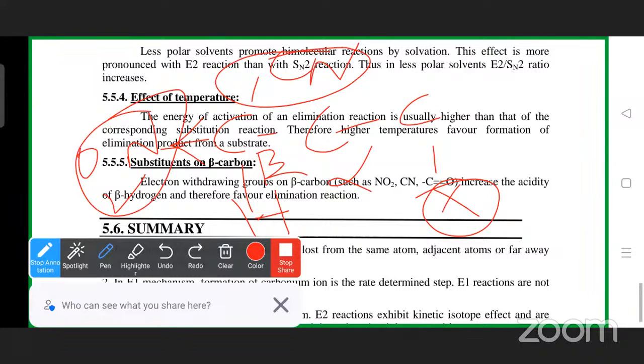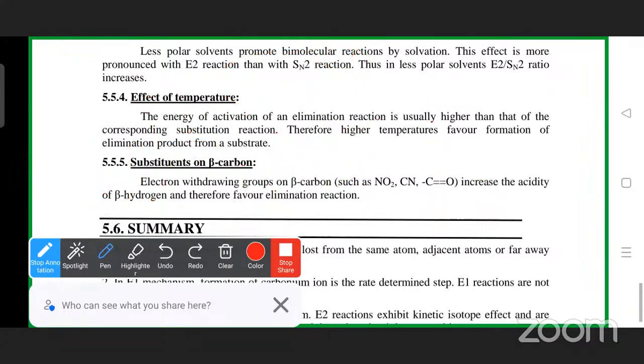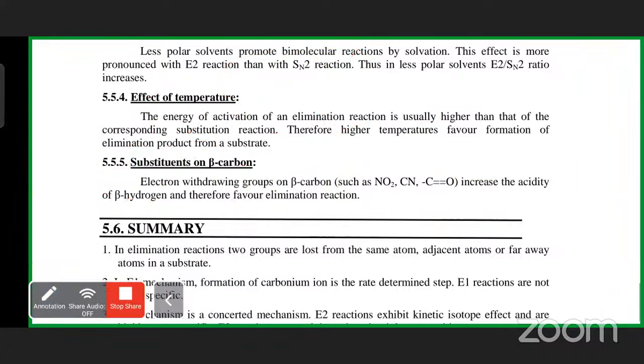If the carbon has no withdrawing groups, it promotes the substitution reaction. So these are some factors which promote the elimination and the substitution reactions.